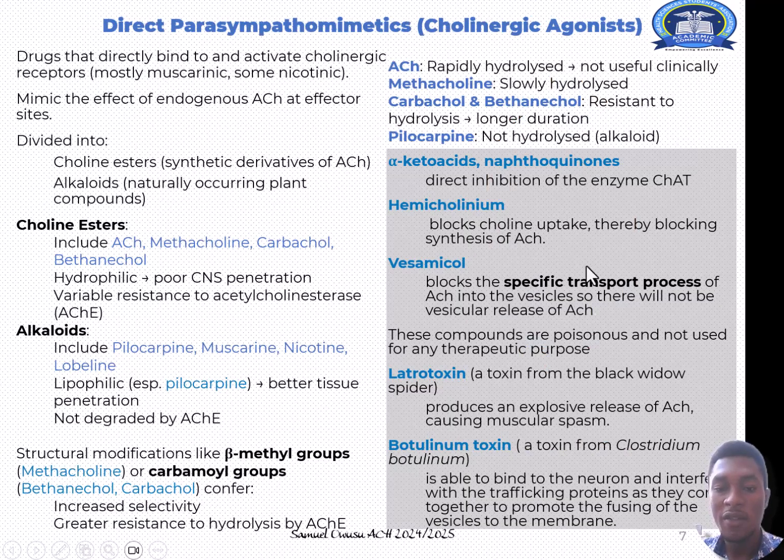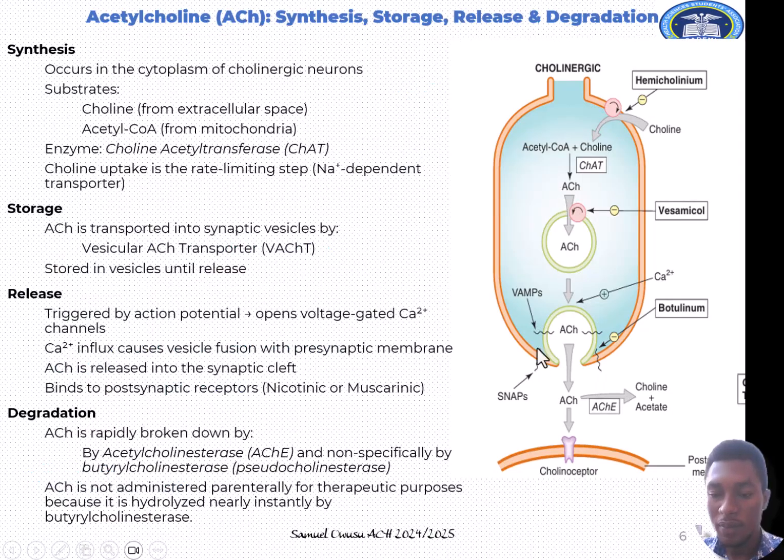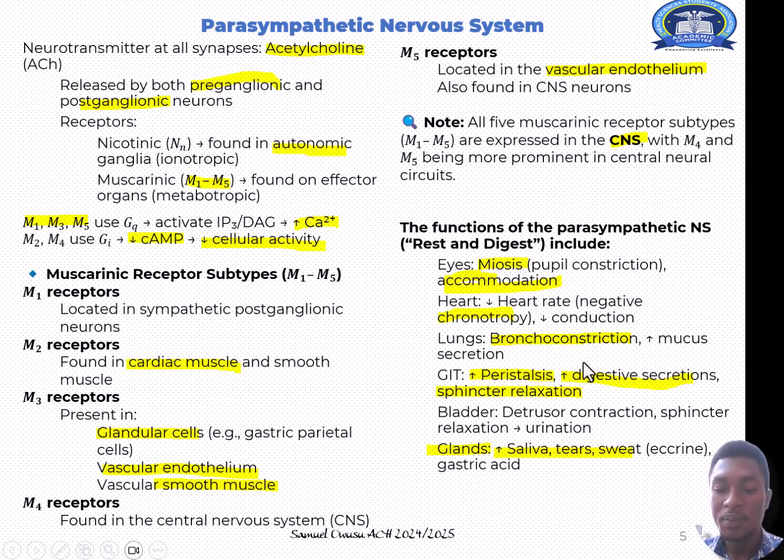And then we have vesamicol, which blocks the specific transport process of acetylcholine into the vesicles, so it tends to displace acetylcholine in the vesicles. Like I mentioned, they are poisonous and they are not used for any therapeutic processes. I've mentioned botulinum toxin, which tends to stop the fusion of the acetylcholine vesicles with the membrane, and so it's not released outside.